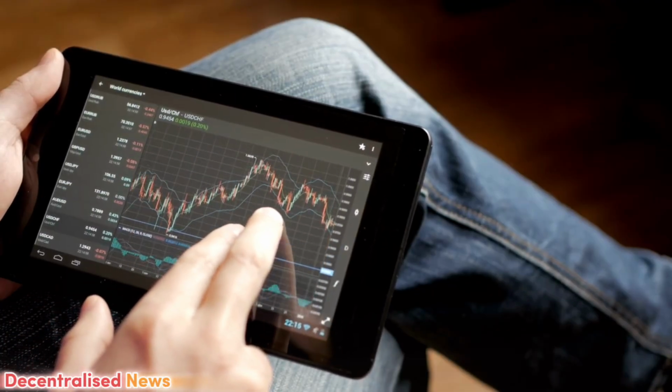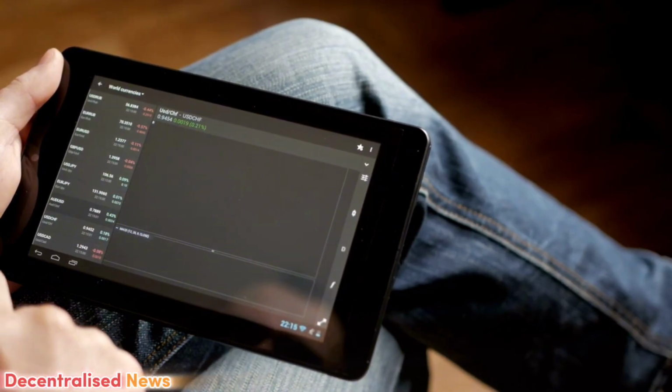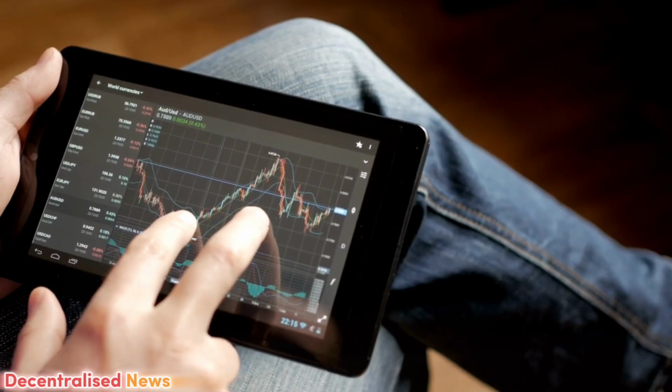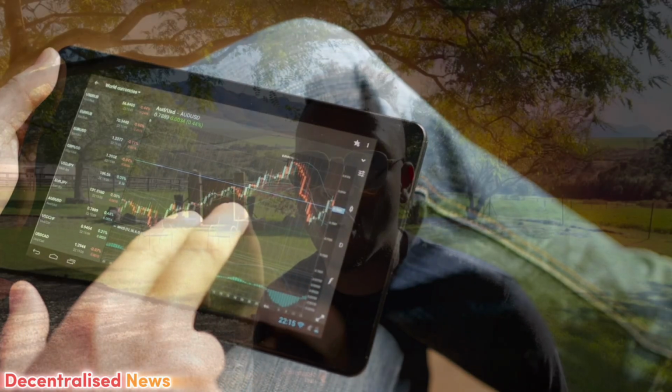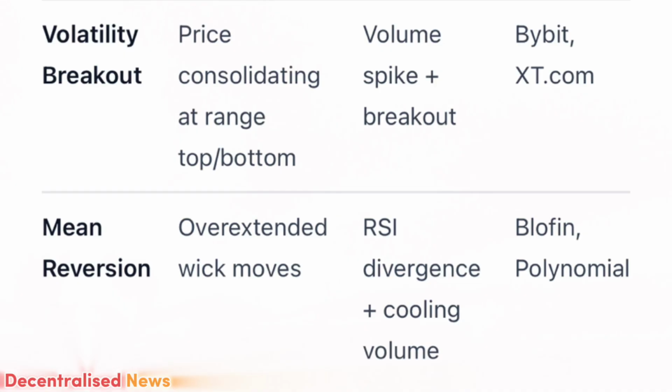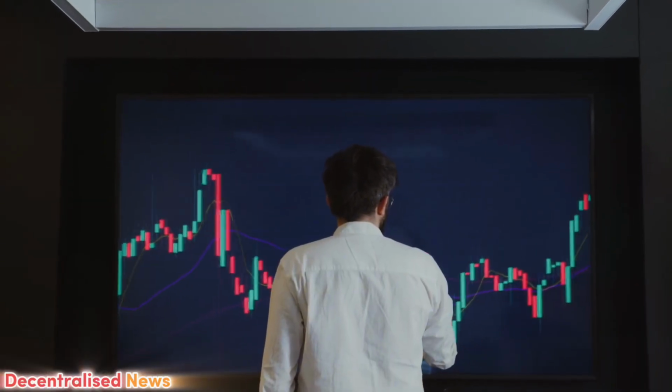So there are many strategy cheat sheets out there for volatility breakouts or mean reversion, for example. The setup could be, for example, for volatility breakout, price consolidation at range, a top or bottom. The signal could be volume spikes or breakouts. You can use tools on Bybit or xt.com. In reversion, you got overextended weak moves, right? So you've got RSI divergence, cooling volume as well. On Blofin, it's really good for that. Polynomial as well.